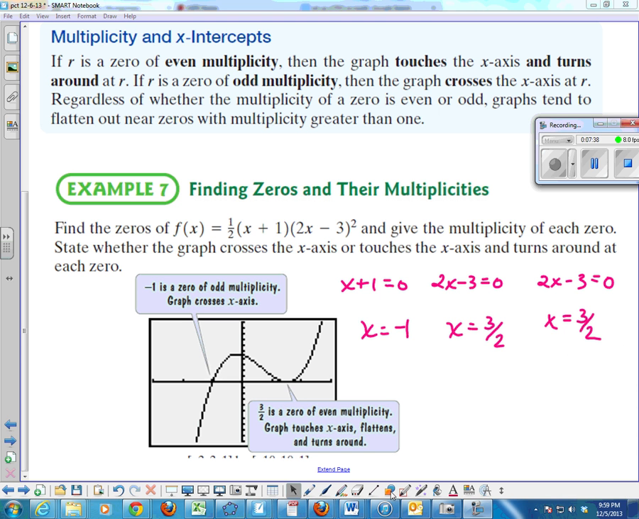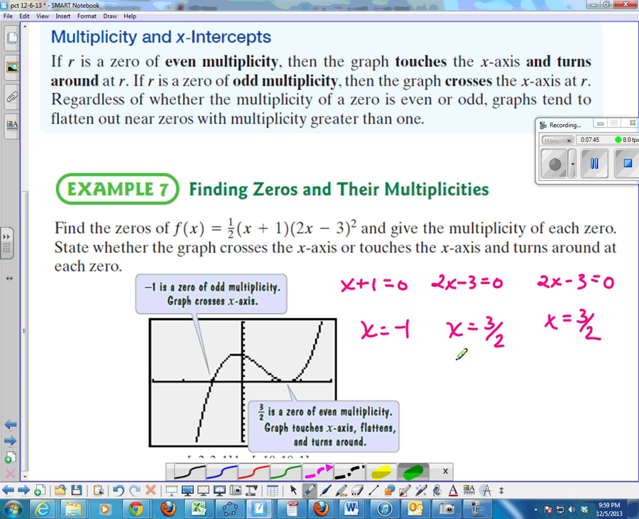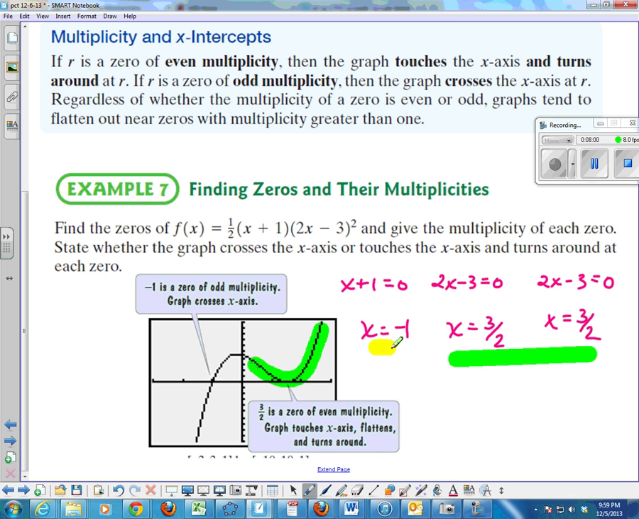Notice that x equals 3/2 has multiplicity 2, or even multiplicity. That means that the parabola just, not the parabola, but the curve just touches the x-axis. It doesn't cross through it. And then x equals -1 is an odd multiplicity, so it actually crosses through the x-axis here. Okay, notice the difference.